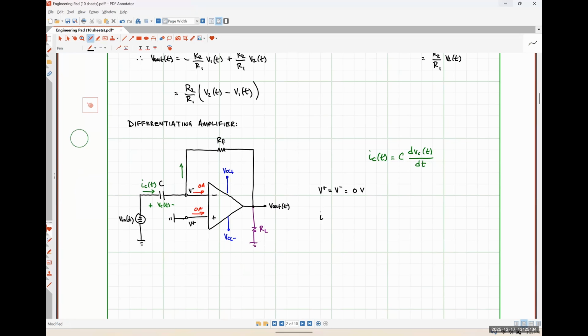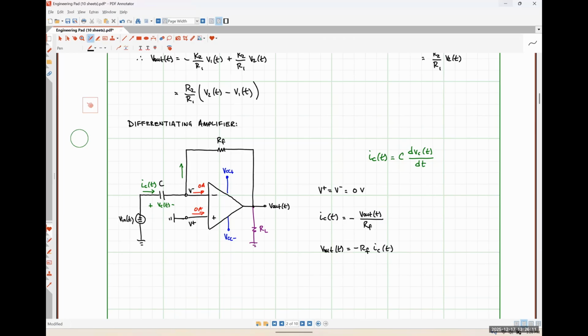So I'll have IC of T will be equal to 0 minus V out over RF. So that's minus V out over RF, like so. And I can, I think, very obviously rearrange that to say that my output voltage here is just going to be negative RF times my capacitor voltage. Are we all okay with that?